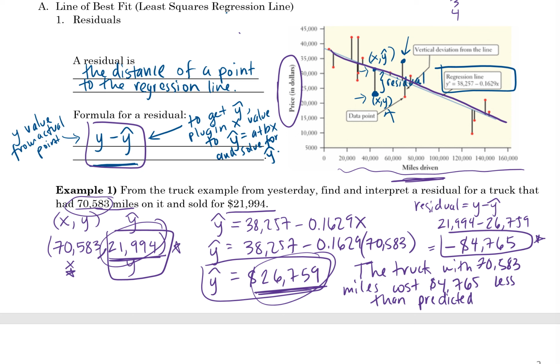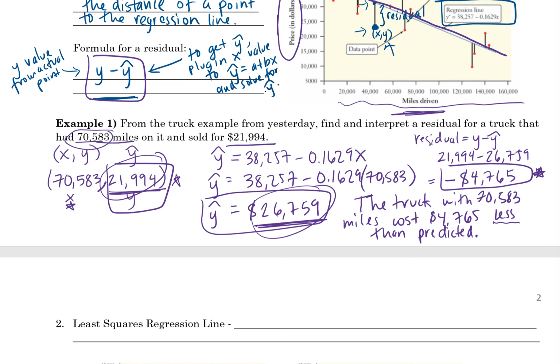Okay. Anyway, back to the truck. So the truck with 70,583 miles cost $4,765 less than predicted. So that's how I interpret a residual. A residual tells us how much more or less something was than predicted. Now, if this had been positive, then how would this sentence change? That's right, kids. The word less would become the word more. They would cost that much more than predicted. Okay? So this is how you find and interpret a residual. So let us move on.